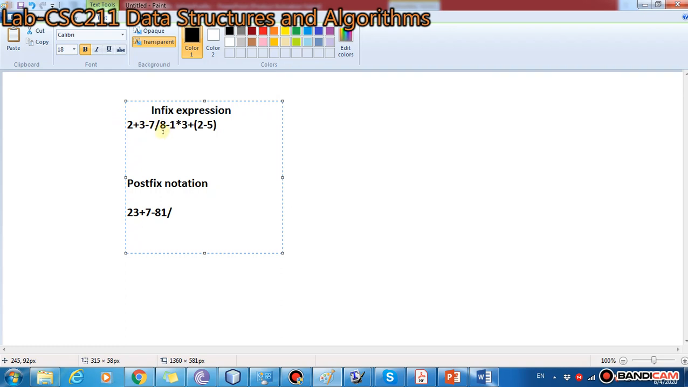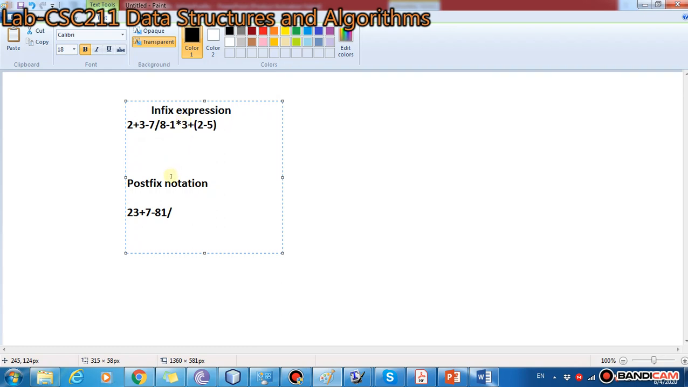However, if we take into account the operator precedence, then this division operation should be performed first, this multiplication should be performed next, and then from left to right, according to the precedence, we would evaluate. But since the operator precedence is not made prominent by the use of parentheses, so without parentheses the evaluation of this expression becomes ambiguous.